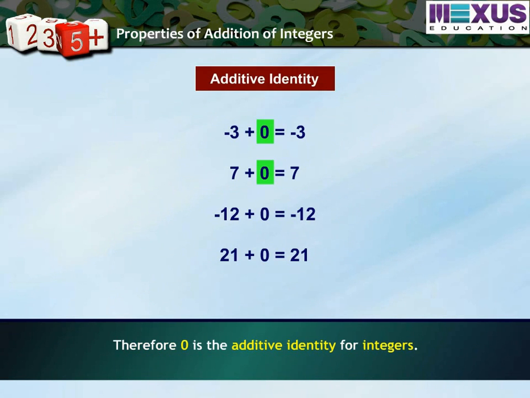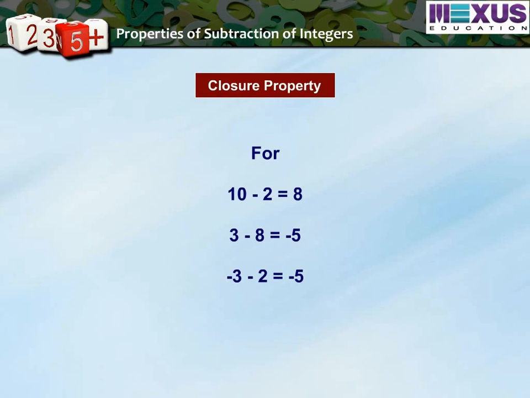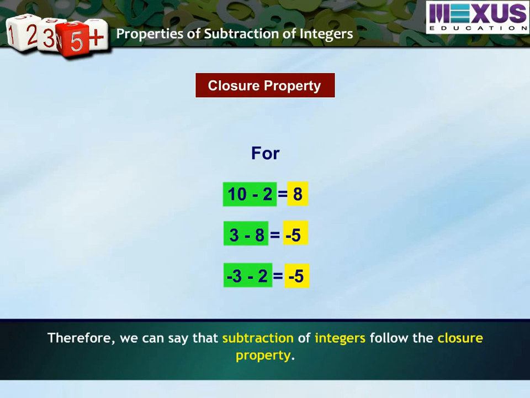On adding 0 to integers, do we get the same integer? Yes, you do. Therefore, 0 is the additive identity for integers. Have you noticed, do we always get an integer when we subtract an integer from an integer? Let us check it. Yes, we can see that we get an integer only. Therefore, we can say that subtraction of integers follows the closure property.